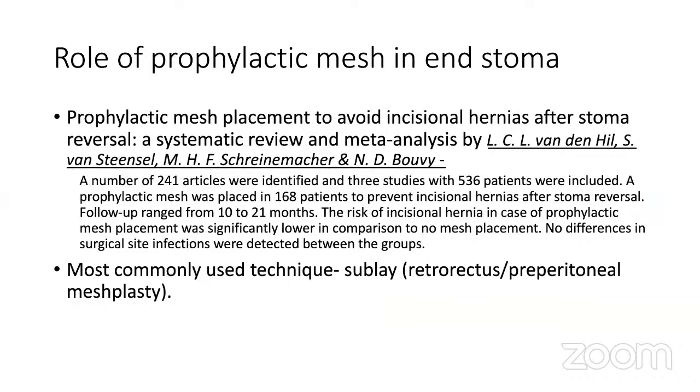Role of prophylactic mesh in end stoma. I have read one meta-analysis on prophylactic mesh placement to avoid incisional hernia after stoma reversal. It was a systematic review and meta-analysis which included 241 articles and 536 patients, in which prophylactic mesh was placed in 168 patients out of 536 to prevent incisional hernia, and follow-up ranged from 10 months to 21 months, approximately 1 to 1.5 years. It found that the risk of incisional hernia in case of prophylactic mesh placement was significantly lower in comparison to no mesh placement, and there was no difference in the surgical site infections between the two groups.